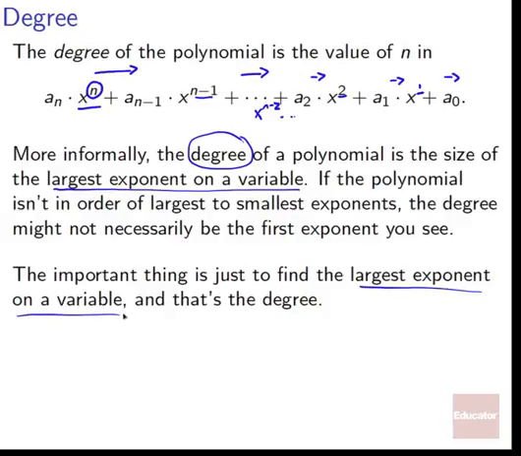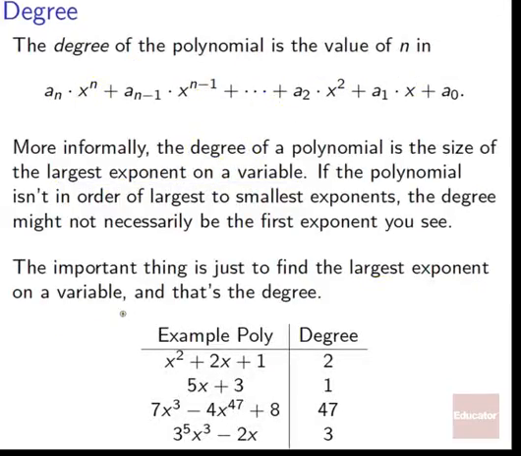Let's see some examples. So we could have a polynomial x squared plus 2x plus 1. We look at this one and we go, the largest exponent on anything is that 2, so we get a degree of 2. We look at this one, 5x plus 3, and the biggest one here is just this x. What's its exponent? The exponent of anything is just to the 1 if it doesn't have something already, so we get 1. We look at the next one, 7x cubed minus 4x to the 47 plus 8.